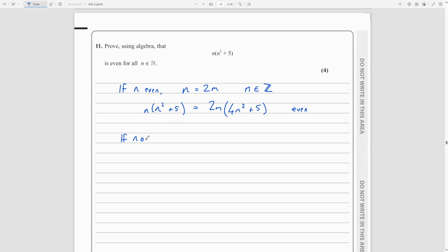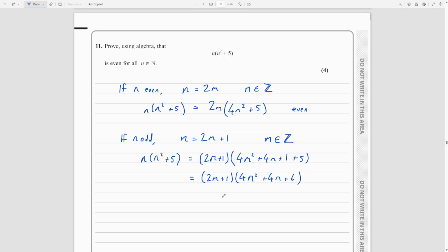Now we can say if n is odd, then n would be 2 times m plus 1, again for m as an integer. So then n times n squared plus 5 is 2m plus 1 times, okay, it's n squared, so it's this thing squared. When I square that, I get 4m squared plus 4m plus 1, and it's all of that plus 5. Why is this even? Well, that second bracket is actually all made up of even numbers. It's 4m squared plus 4m plus 6. Pull out a 2 from that to hammer home the point. It's 2 times 2m squared plus 2m plus 3, which is even.